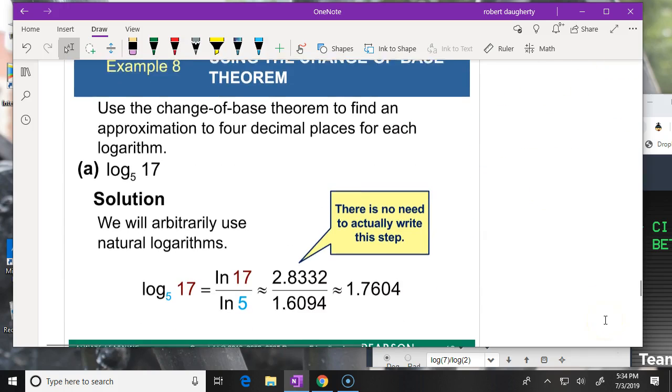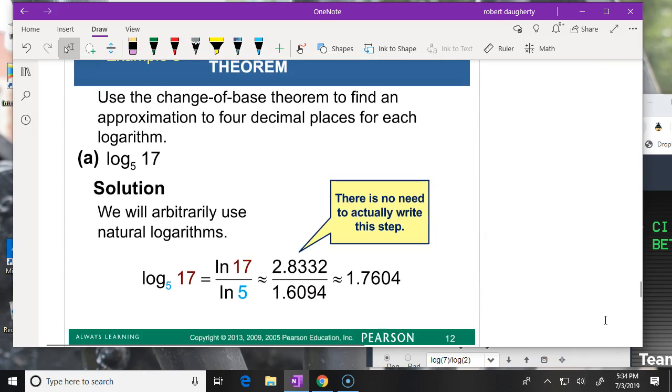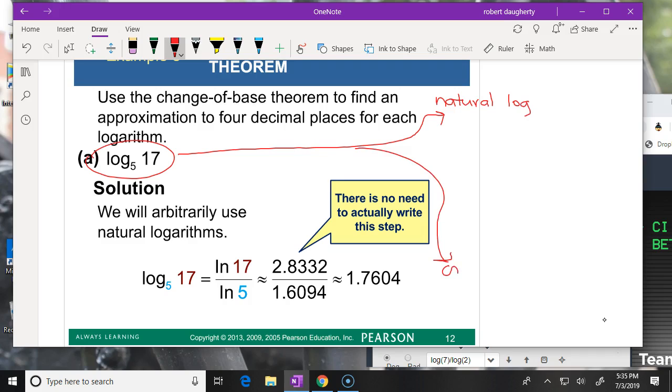So let's do another example of change of base. How do I figure out the log base 5 of 17? Now we can do this two ways. So on my calculator, we can do this with natural log and common log. So let's do it both ways. Let's do natural log, which is log base e, and then we'll also come down here and we'll do it with common log. This is base e, and this is base 10.